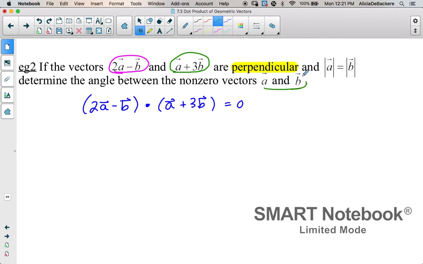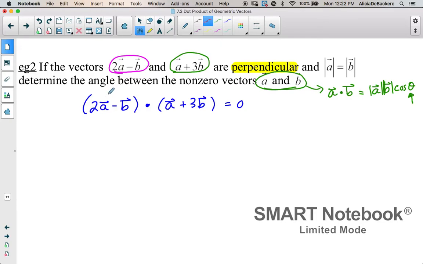Now, if I want the angle between these two vectors, then I'm thinking, well, it'd be nice to know a dot b, because then I would have a formula that involves the angle between them. This is the angle that I'm looking for. All right, so let's see if we can come up with this piece inside this equation so that we can come out with a theta. Remember before that we said that the distributive property works here between the dot product and addition subtraction. So that's what I'm going to do here.